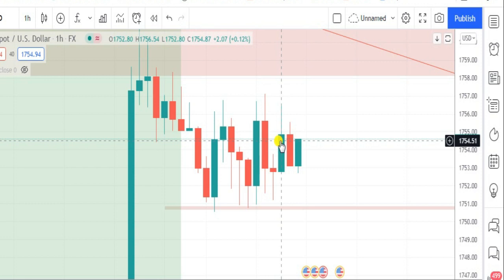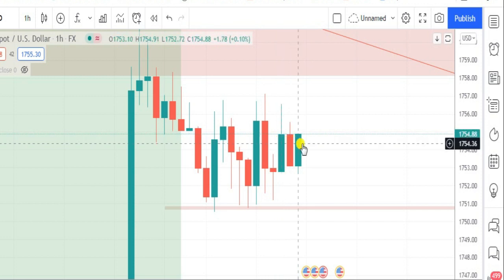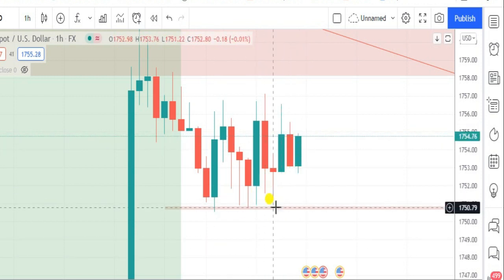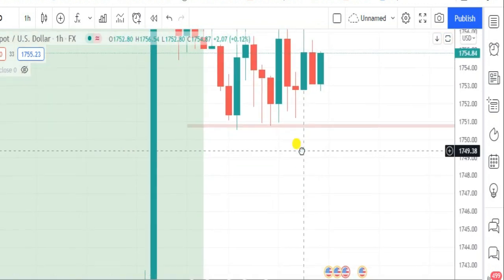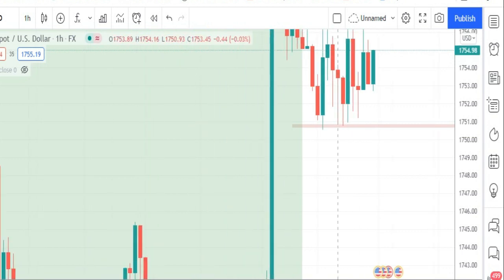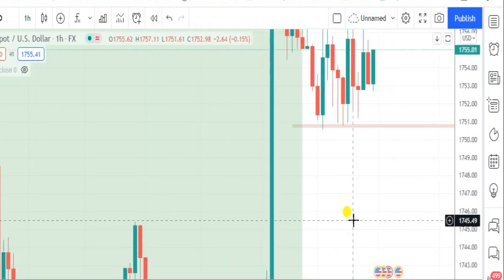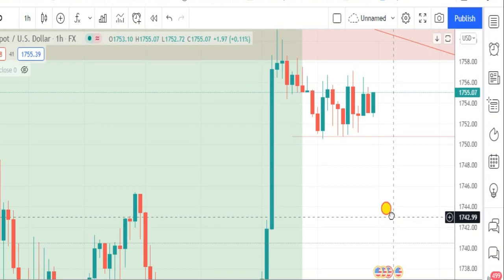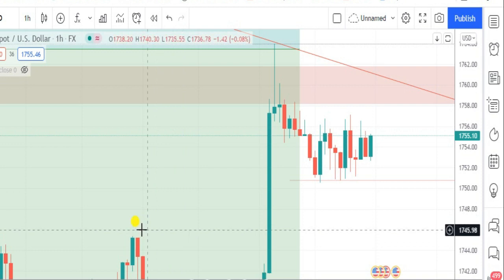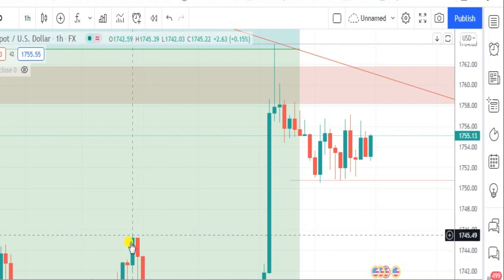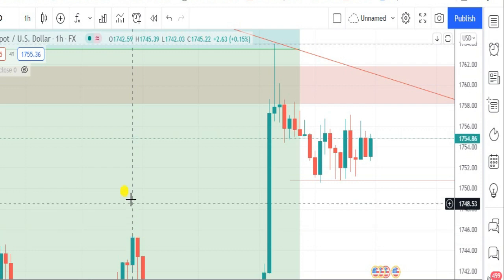Today there is news of MoM and PMI, the purchasing managers index. If the market breaks the 1750 area, then again you can look for small sell trades, not long-term sell trades. And if the market breaks 1745, then again we can look for a sell. Otherwise the most likely opportunity is that this area now turns into a support. Before that it was a resistance, now it is a support. So whenever the market comes to 1745, you have to look for a buy trade.